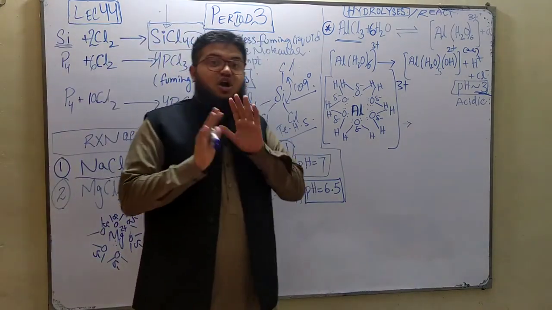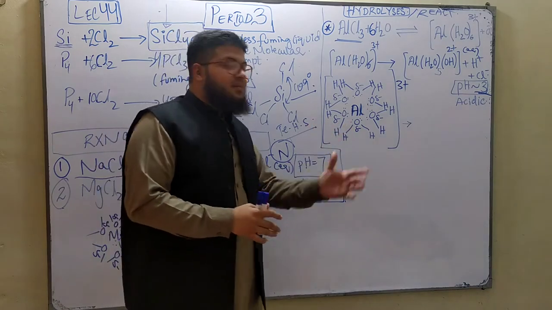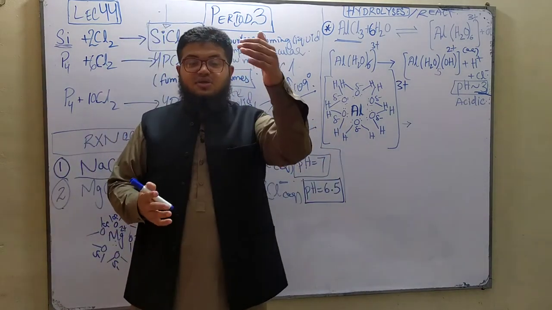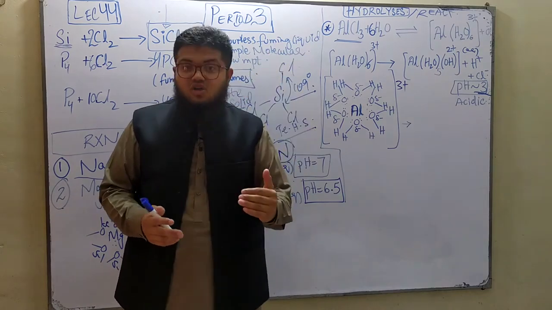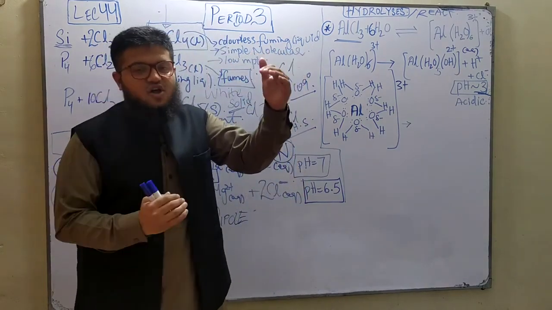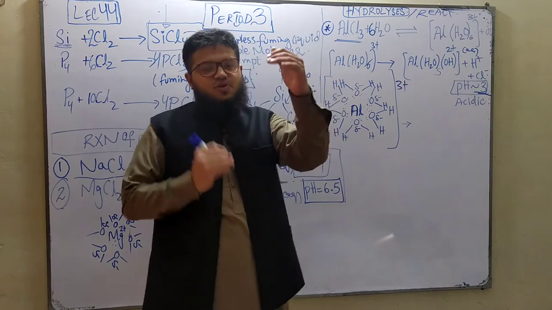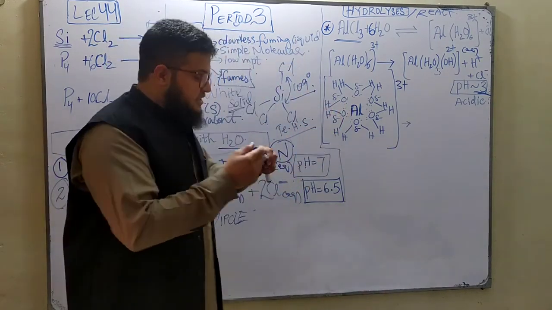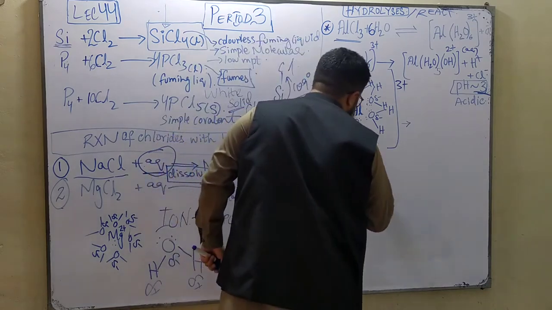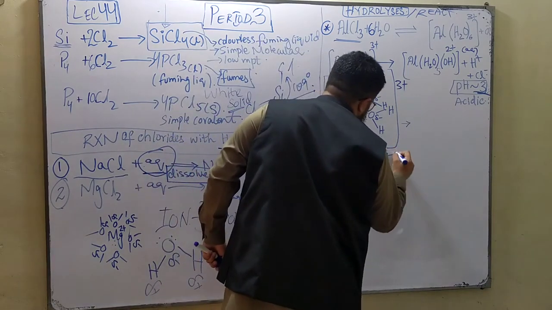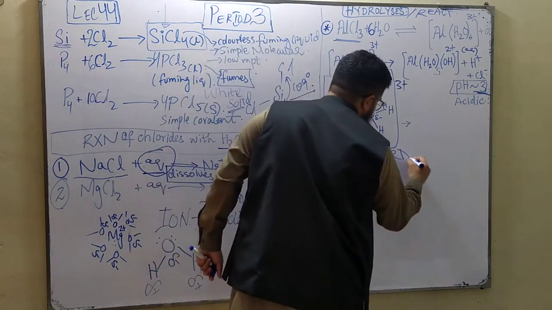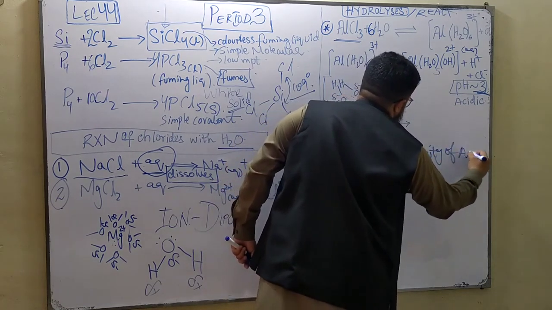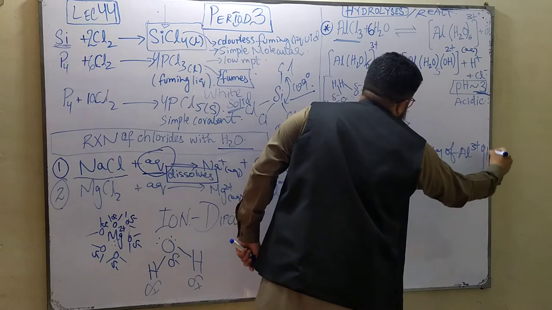So can I say that the charge density of aluminum is the greatest? Charge density is the charge per unit volume. Charge is the greatest and volume is the least, so the charge per unit volume ratio is going to be the greatest for aluminum. So I can say that the charge density of the aluminum ion is very high, higher than sodium and magnesium.